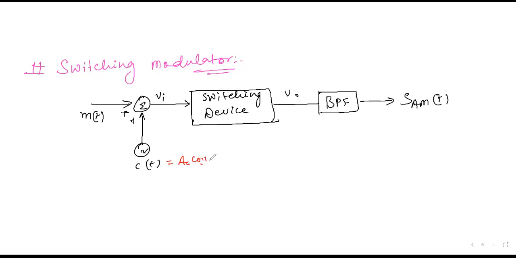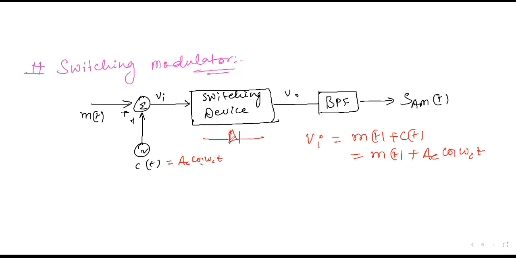So AC into cos of omega C. So what's the VI, my dear friends? This is VI equal to M of T plus C of T. Okay. So this is M of T plus AC into cos of omega CT. Now, what is the switching device? So switching device is nothing but diode. Here for switching, we use the diode circuits.